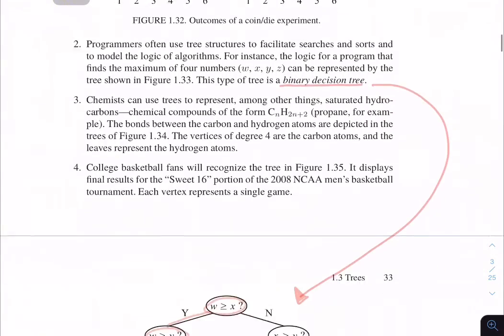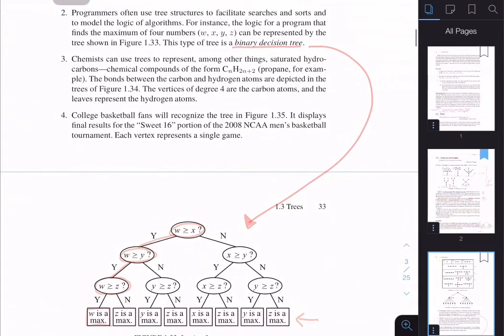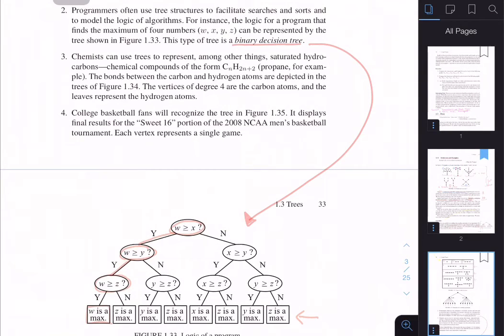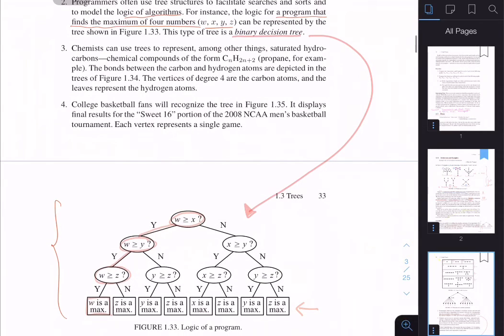Another application is you can use a tree to model the logic of an algorithm. So for example, here we can consider making a program that finds the maximum of 4 numbers, W, X, Y, and Z, and we can represent this logic by this tree, which is called a binary decision tree.